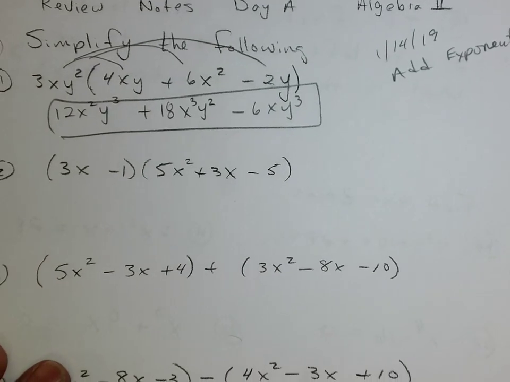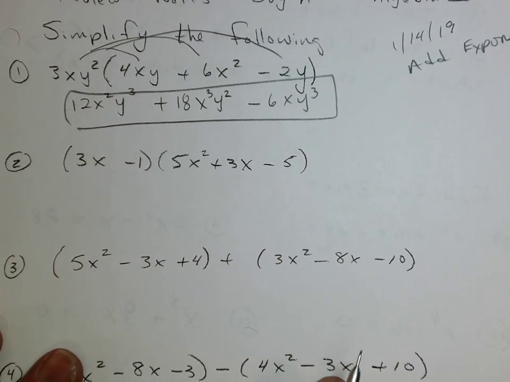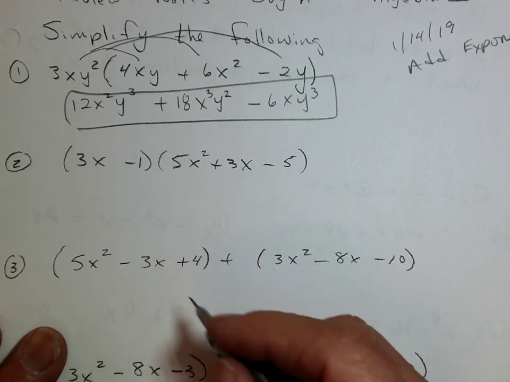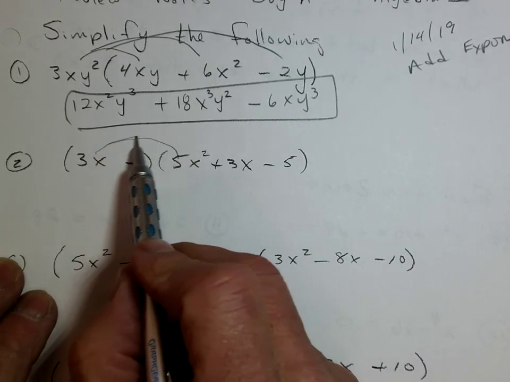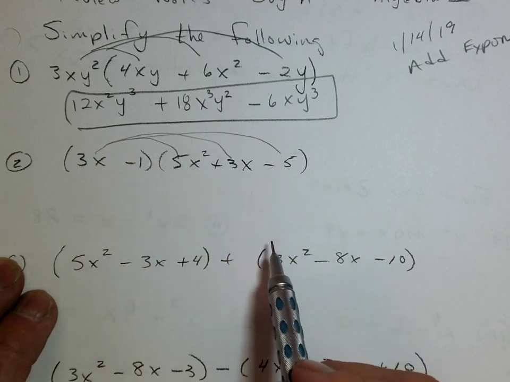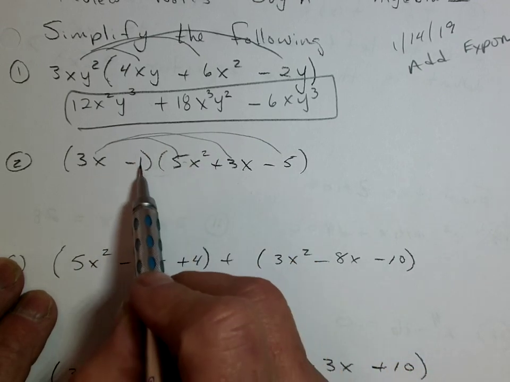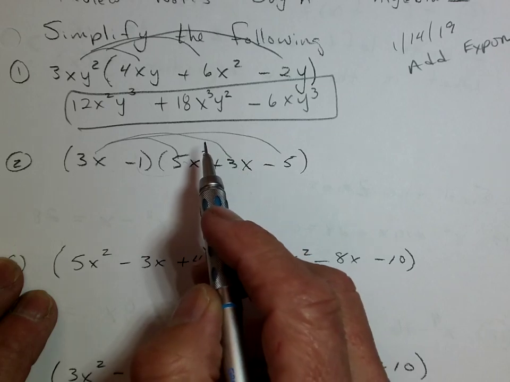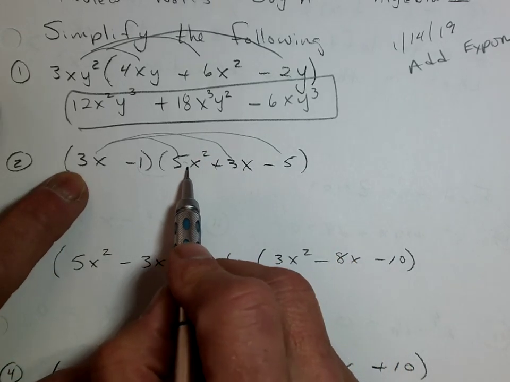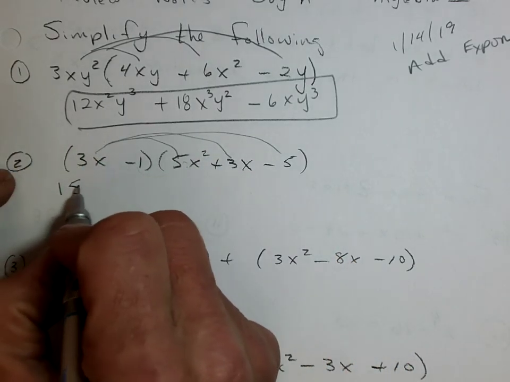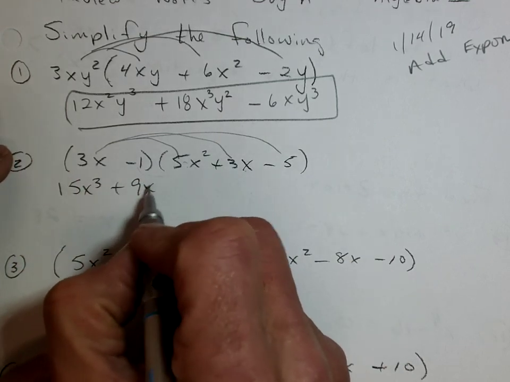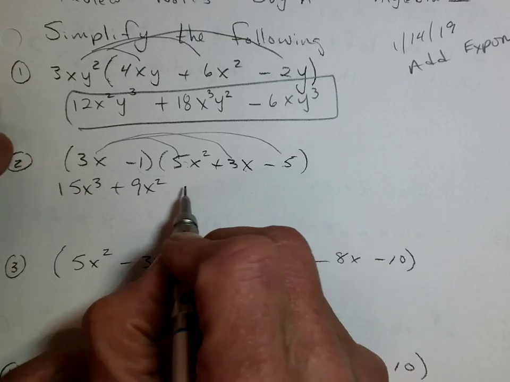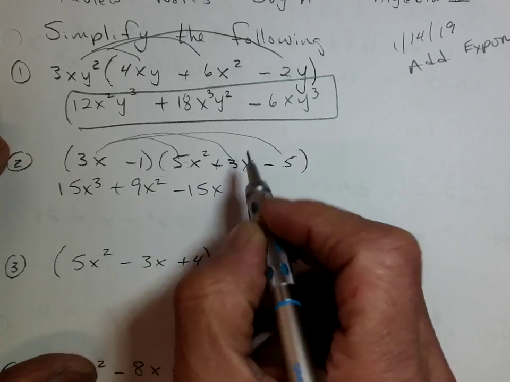Okay, number 2, we're still going to add exponents because we're multiplying, okay? So we're going to multiply the 3x here, here, here, and we'll take the -1 and multiply it through also. So first, 15x to the third plus 9x squared minus 15x.